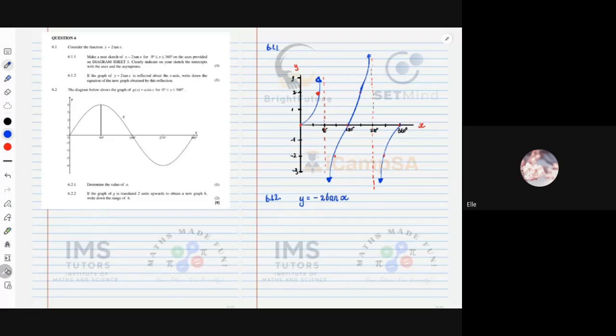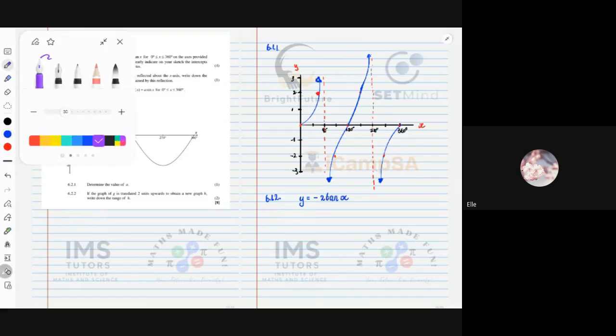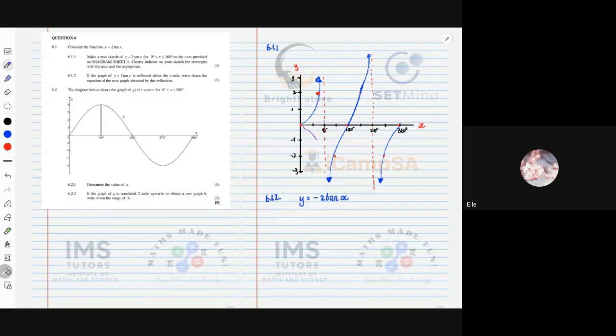So that would be your graph of reflection, minus 2 tan x, and it's going to look something like this. If you were to draw it, it's going to look something like this. That would be the graph if it's reflected. It actually came out better than the original one that we had. That's your graph of reflection.